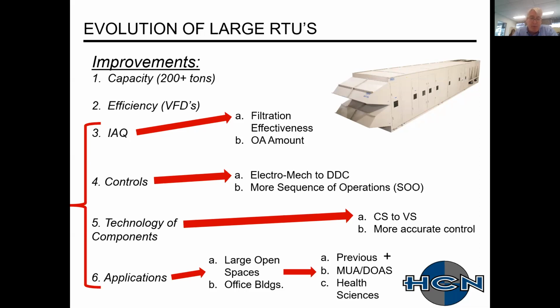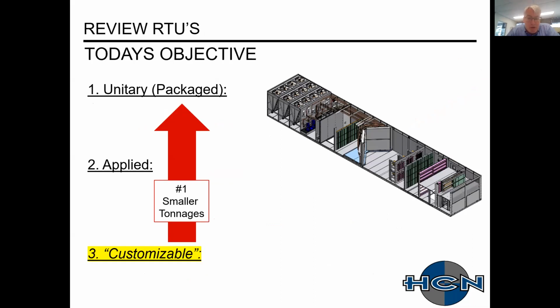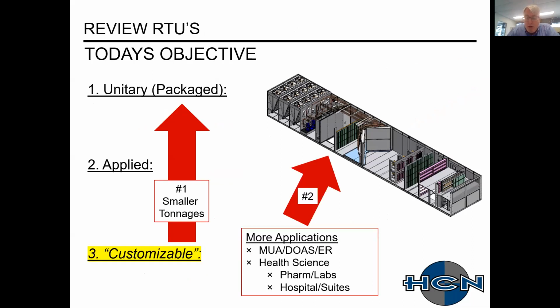And then, as I said in part one, these four items here are all kind of interlocked together. If you have an application with a health science, you could provide much higher filtration, you can provide much more accurate capacity control, et cetera, like that. And then just today's objective is trying to get you to use more customizable rooftop units on smaller tonnages, and then also along with for more applications.